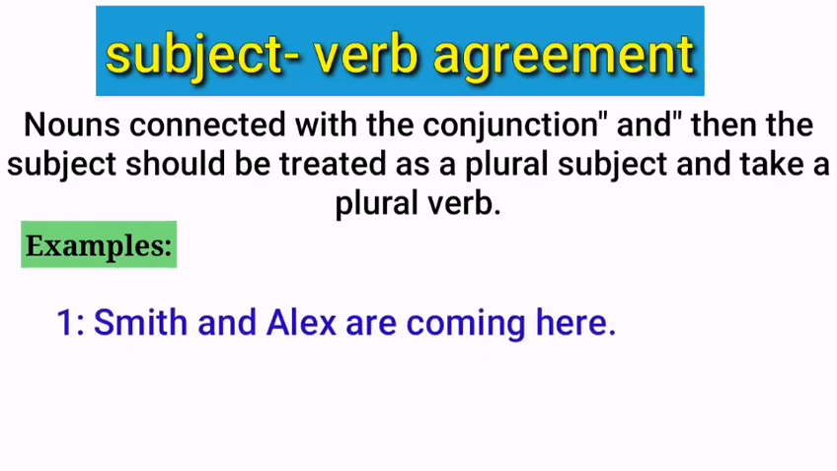Smith and Alex are coming here. Observe this sentence, here are two nouns, Smith and Alex, and they are connected with the help of the conjunction and. So, therefore, they are treated with the plural verb, are. So, when two nouns are joined with this conjunction, they should be treated with plural verbs.